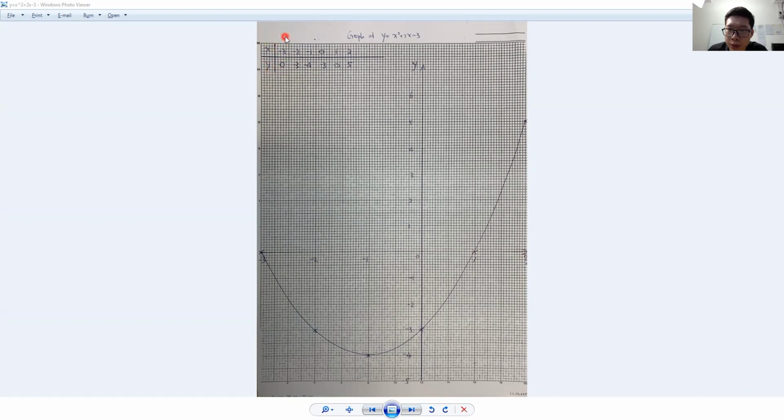So I choose -3, -2, -1, 0, 1, 2, six sets for x. I substitute all the different values of x into this curve equation, and I can get my y values. You can use a calculator. So we have x equals -3, y equals 0; x equals -2, y equals -3; x equals -1, y equals -4; x equals 0, y equals -3; x equals 1, y equals 0; x equals 2, y equals 5. So we have 6 pairs.